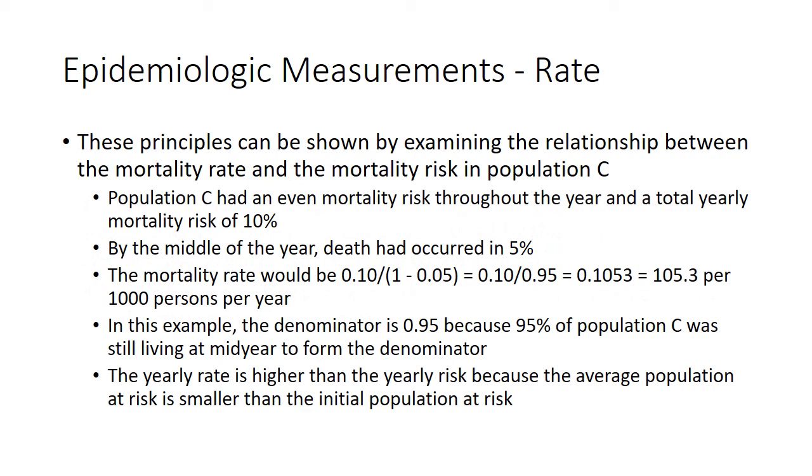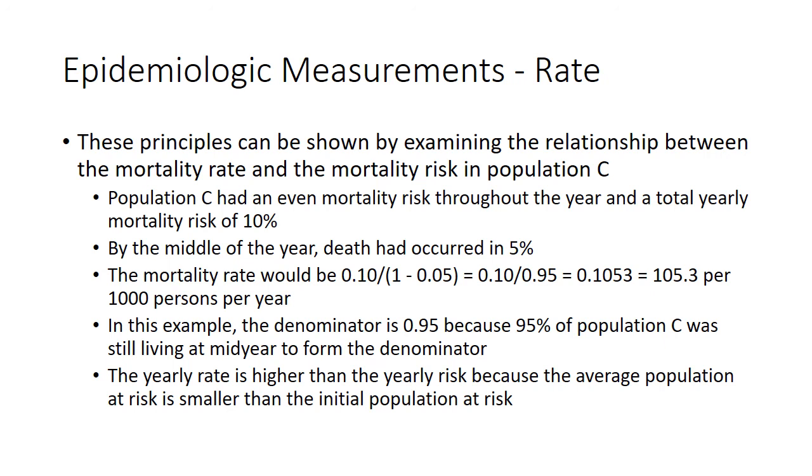So let's try to make sense of all this by applying it back to our example of population C. Remember, this is the one where the deaths occurred pretty evenly throughout the year. So again, no big spurts of death in either the beginning or end of the year, but consistently all the way throughout. And again, their mortality risk was 10%.